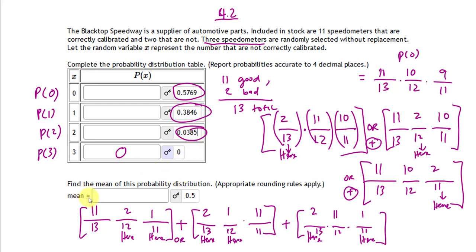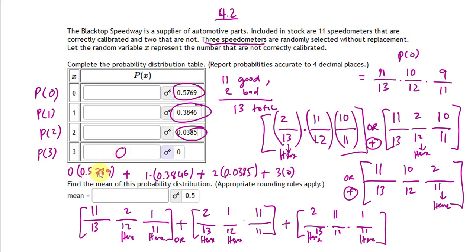And to find the mean of this probability distribution, again you can find the mean by multiplying x and P of x together, right? So take 0 multiplied with this value, and add 1 multiplied with this value, x multiplied with P of x, 0.3846, and plus 2 multiplied with this value, 0.0385, and plus 3 times 0.